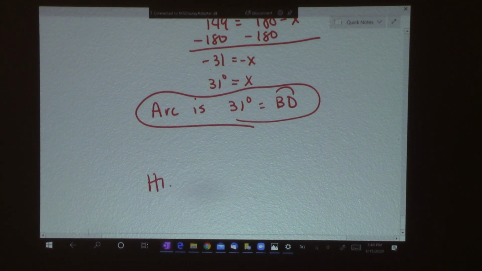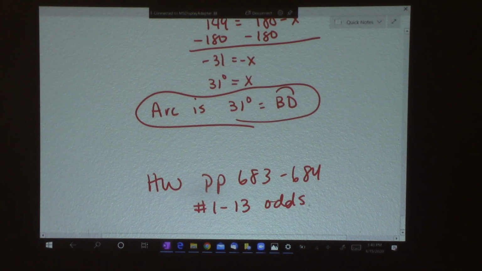Okay, so our homework for this section is 683 to 684, number 1 through 13 odds, 22, 23, and 25.